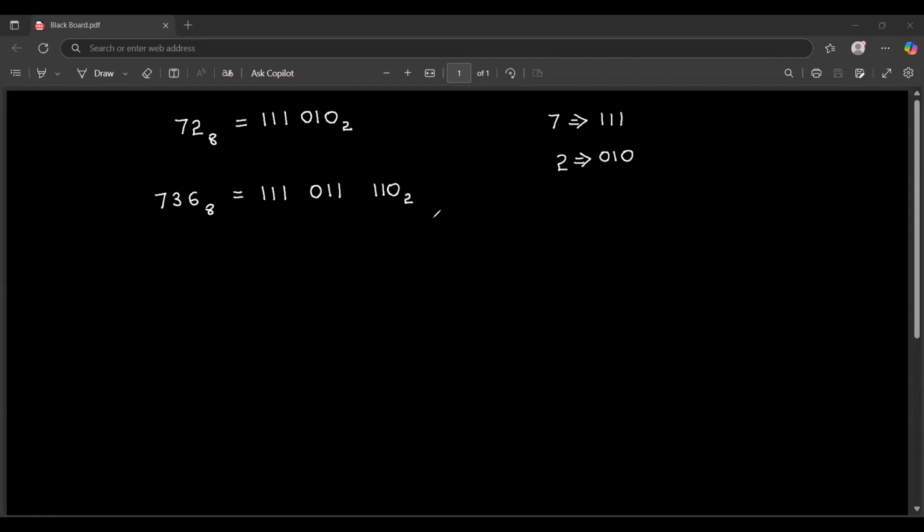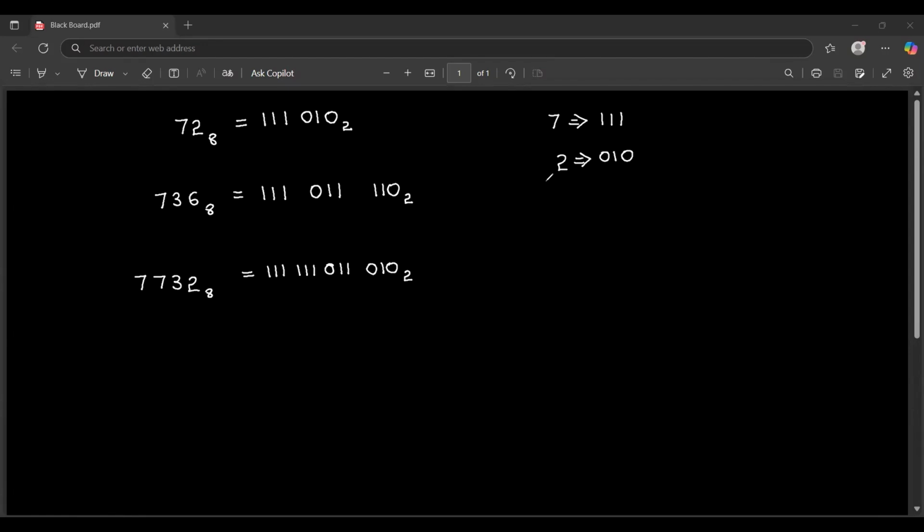Simple as that. Let's say we have something like a bigger number, 9, 4, 3. Well, we can't have 9, 4, 3 because 9 is not a digit in octal. So let's say we have 7, 7, 3, 2 to the base 8. That will be equal to 1, 1, 1, 1, 1, 1, 0, 1, 1, 0, 1, 0 to the base 2.